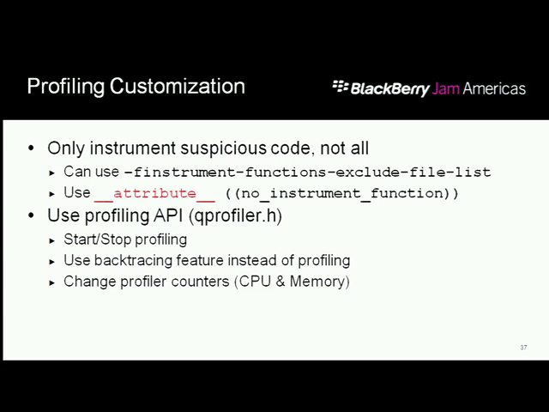So you would probably want to instrument not all the code, only suspicious code. And there is another option to exclude some files from instrumentation and so on. There is also the profiling API, qprofiler.h, which allows you to start and stop profiling. You can use different modes of profiling and different counters, including a memory counter instead of CPU.